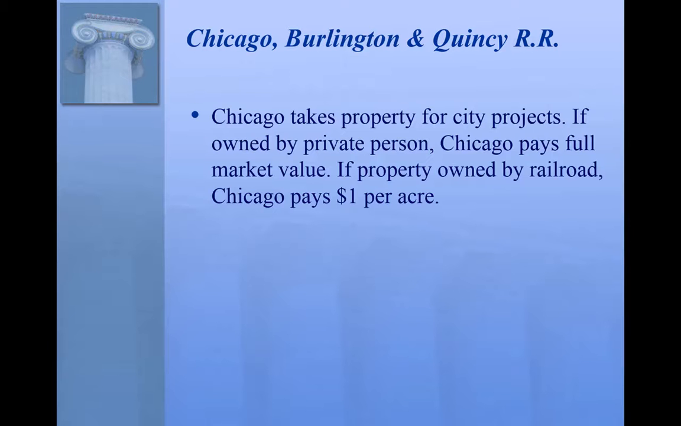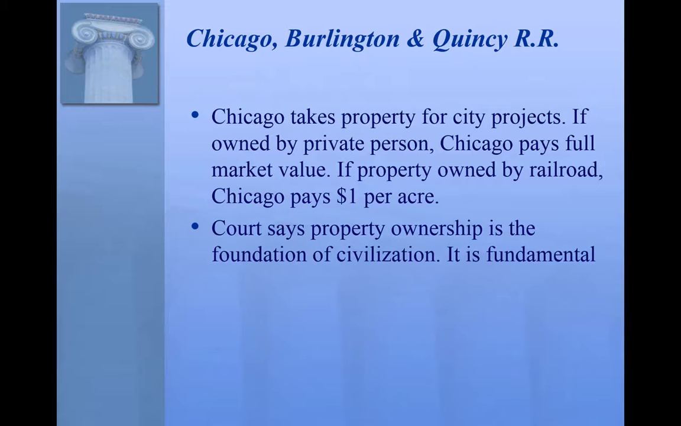This talks about graft, we saw a little bit of it in the Slaughterhouse Cases, but the City of Chicago was taking property from people for public purposes or public projects, and it was paying them for this property. If you were a citizen who voted in elections, when they took your property, they paid full market value. But if the property was owned by a railroad, then Chicago paid $1 per acre, which was far, far below the fair market value of the property that the city was taking. So the Chicago, Burlington, and Quincy Railroad sues.